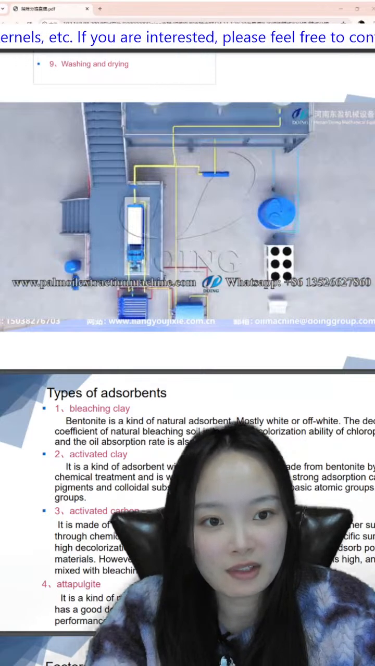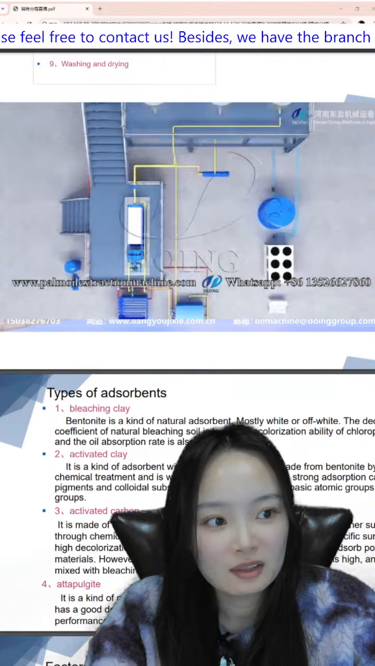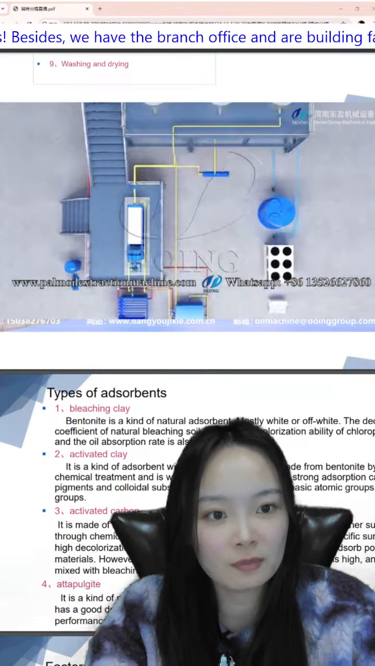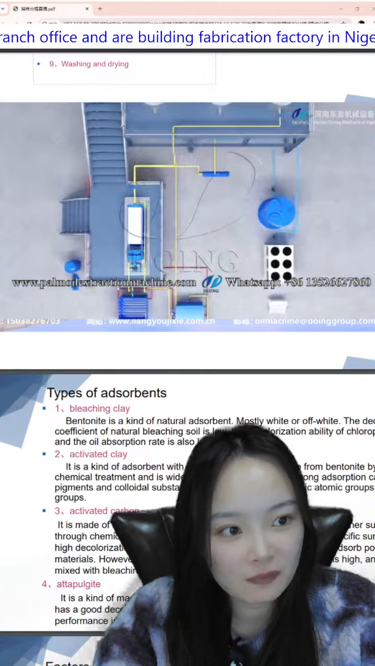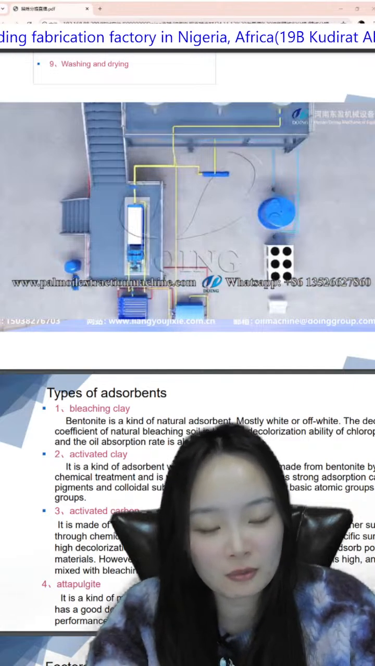Bentonite is a kind of natural absorbent, mostly white or off-white. The deodorization efficiency of natural bleaching soil is low. The decolorization ability is poor, and the oil absorption rate is also large.